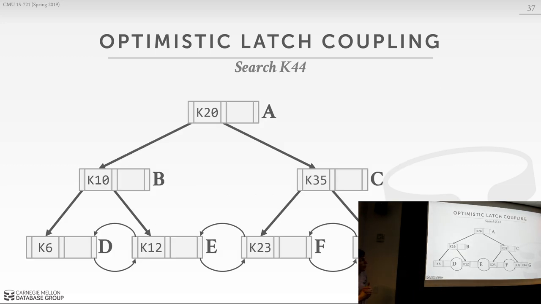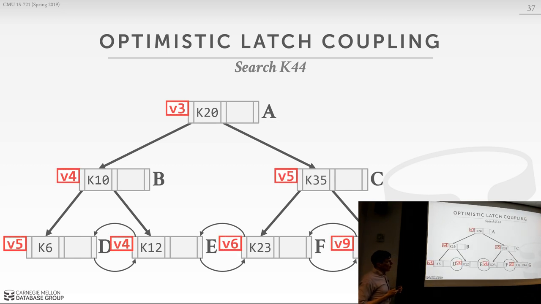So let's look at an example here. I'm switching to the B plus tree because I think this is easier to understand, but you can do basically the same idea in an ART index. So I'm going to have a thread come along. Every node now has this version number, and a thread comes along and wants to do a lookup on key 44. So here we start at the beginning.